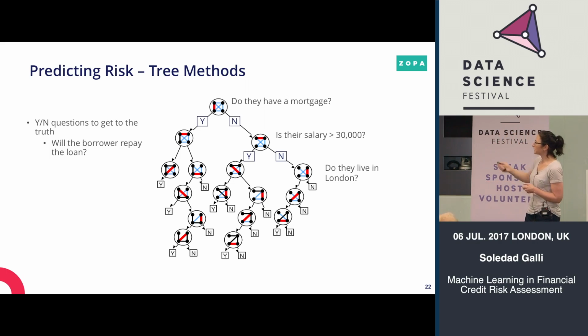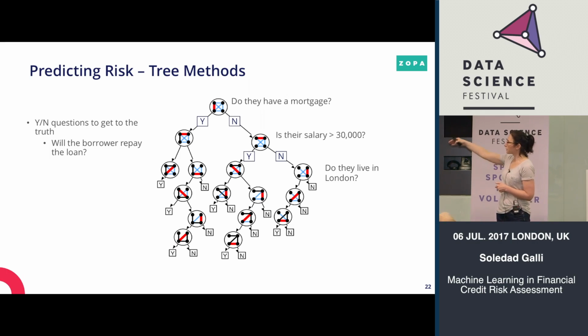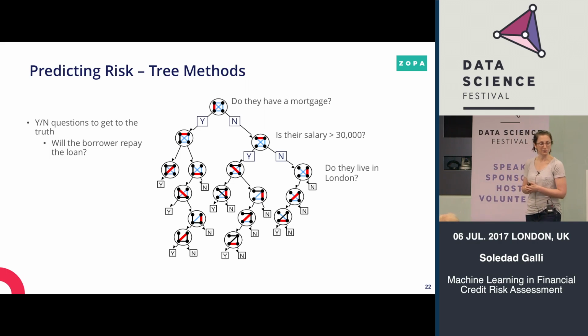And if the customer doesn't live in London, then we can conclude that that customer is in a financially difficult situation. And if the answers to these questions are different, then we take them through other branches of the tree, and we can conclude different things. Depending on the combination of answers to our questions, we can conclude that the customer is more or less likely to be in a financially difficult situation. So this is the underlying logic of how a tree works, just to give an intuition.